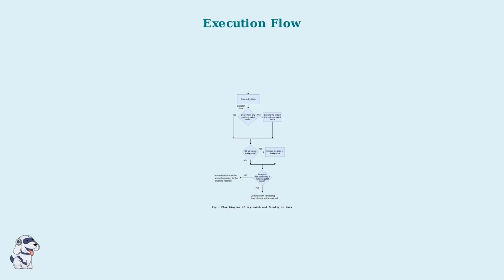The program first executes the try block, then checks for exceptions and matching catch blocks. The flowchart shows the decision points clearly. After executing the try block, the system checks if there's a matching catch block for any exception. Then, regardless of what happened, the finally block always executes if it exists. Let's see this in action with a practical example.